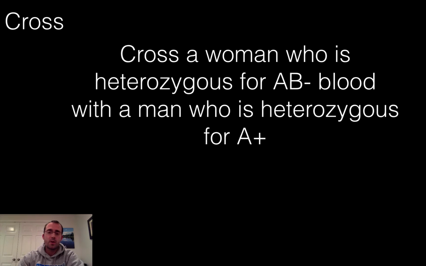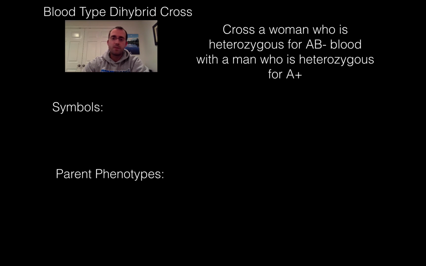Now you've probably heard of blood typing before. Maybe you know your blood type. For example, my blood type is O positive. But what does that really mean? Well, let's go over our symbols. We'll go over our parent phenotypes, our parent genotypes, just like every other problem we've done.